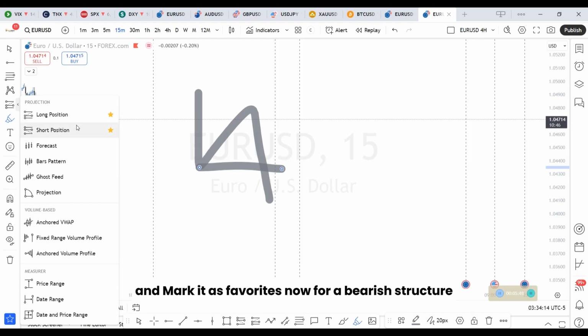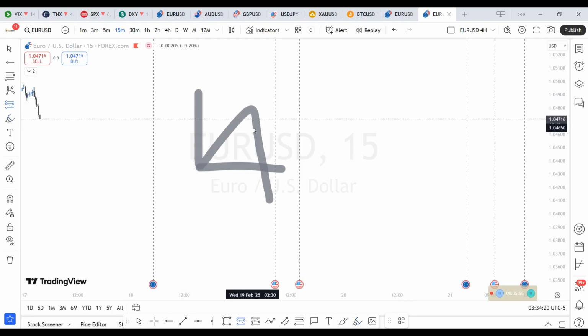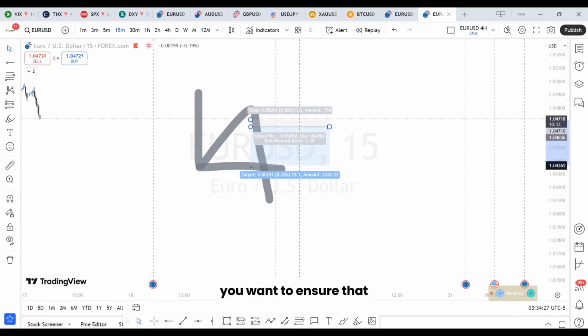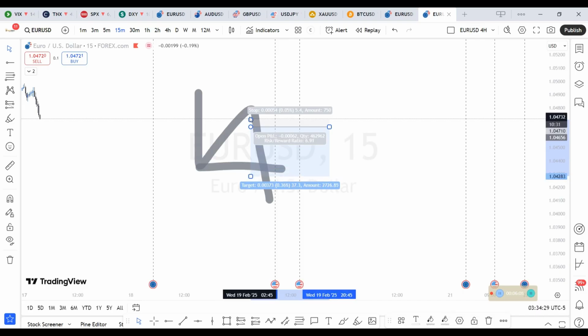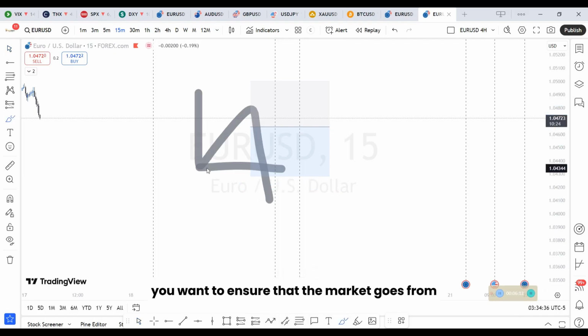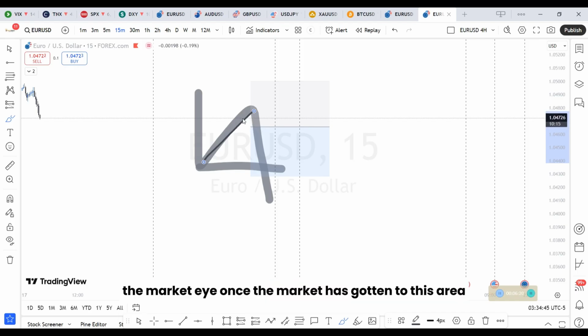Now for a bearish structure, where we're trying to catch a bearish trade, you want to take a short order, and this is a stop order. Pay attention, this is a stop order. You want to ensure that the market goes from wherever it is going high, then you place your order below the market high.